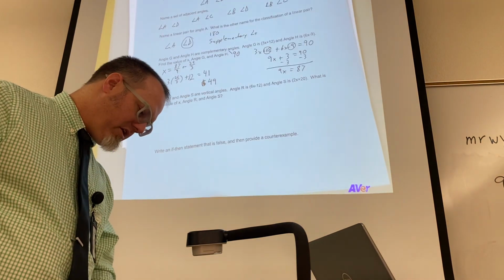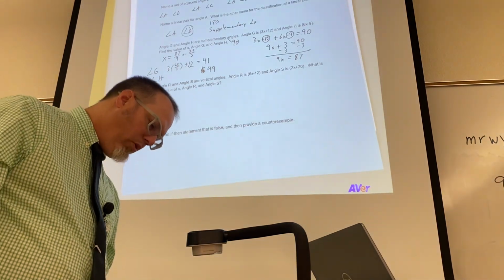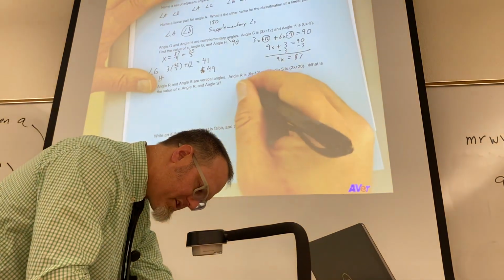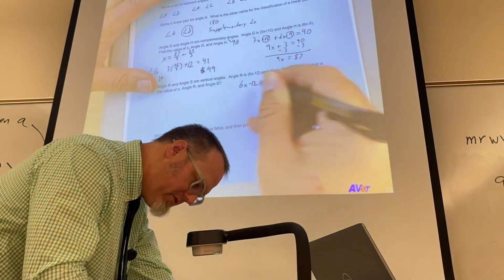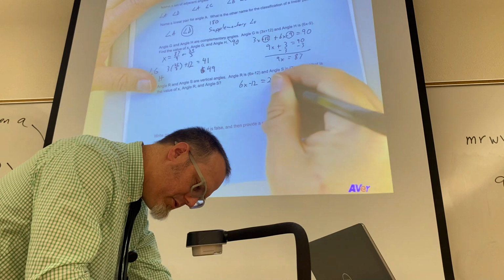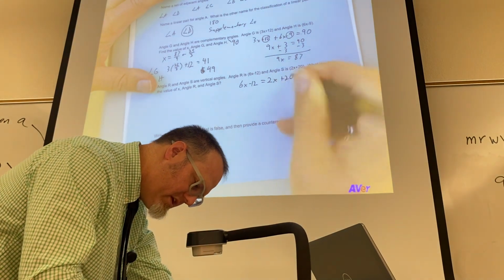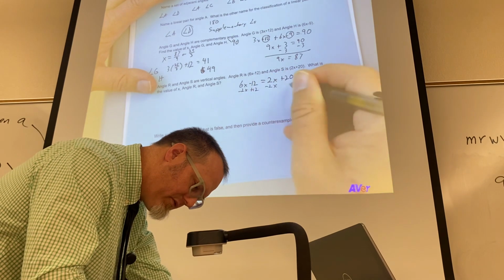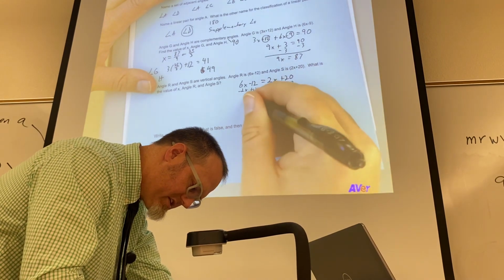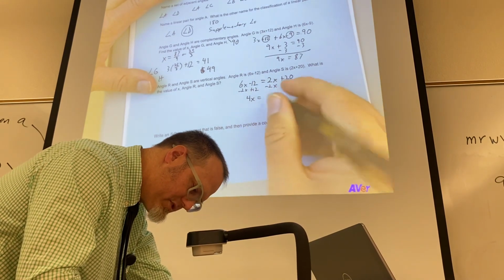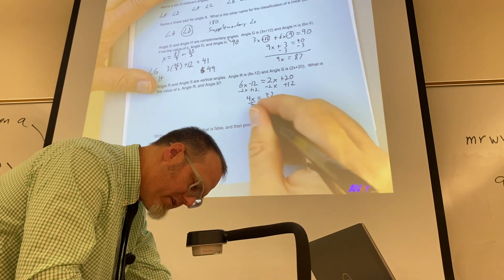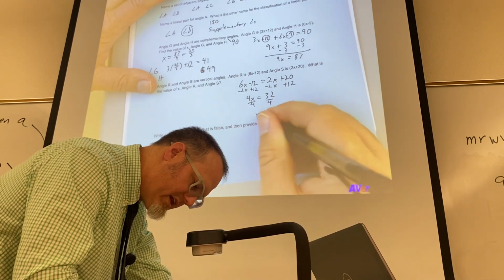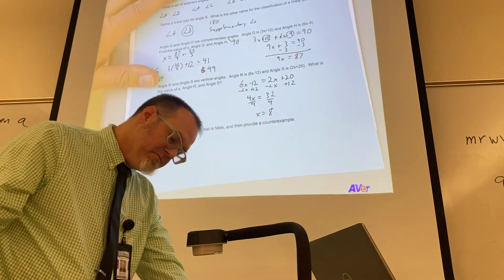Angle R and angle S are vertical angles. That means they're equal. So 6x minus 12 is equal to 2x plus 20. I subtract 2x from both sides. I'm going to add 12 to both sides. That's going to be 4x is equal to 32. I divide by 4, and I get x is 8.